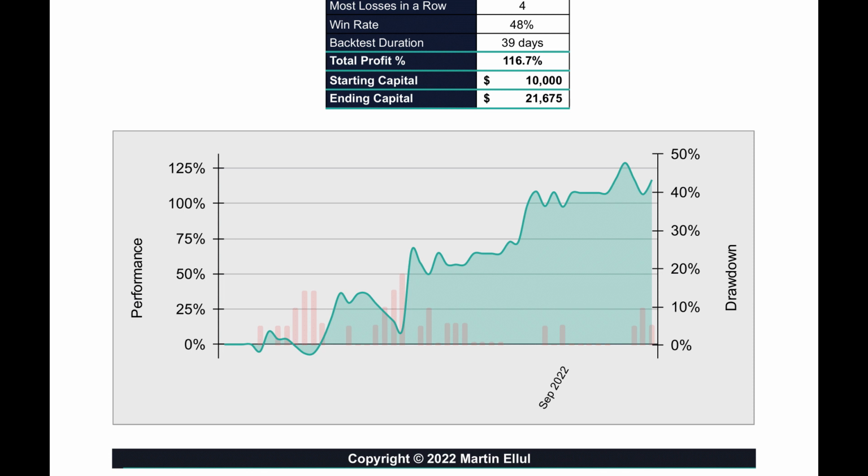Obviously, this is a trending strategy, which means that when the market is flat, it doesn't perform very well. But if you can just filter out the trends, this is a very profitable strategy.